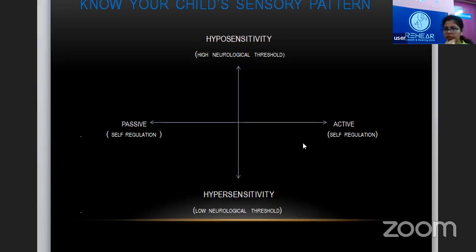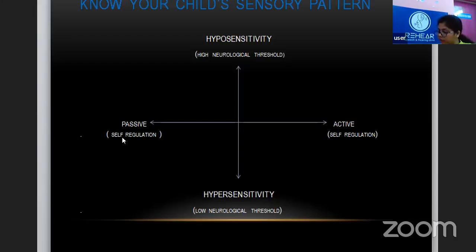They don't want to enter your room. And if the fan is also running, they will hold their ears closed, and they don't want to hear that sound, so they are avoiders. And if hypersensitive plus passive, that means they are sensory sensitive.